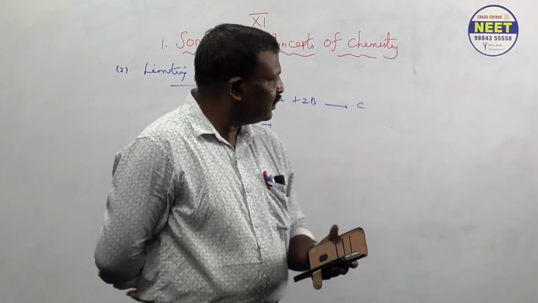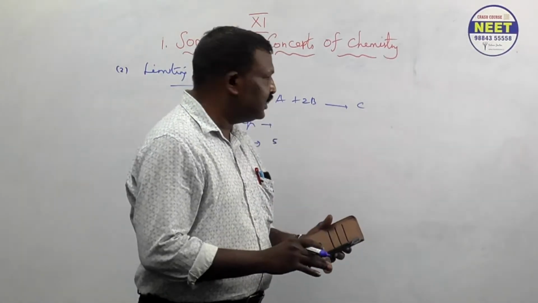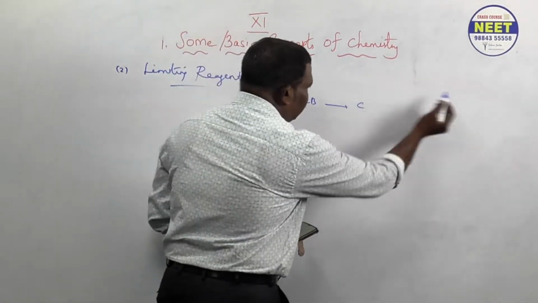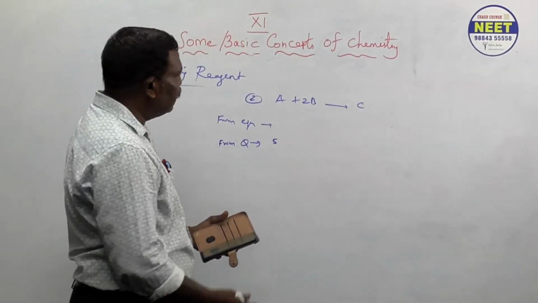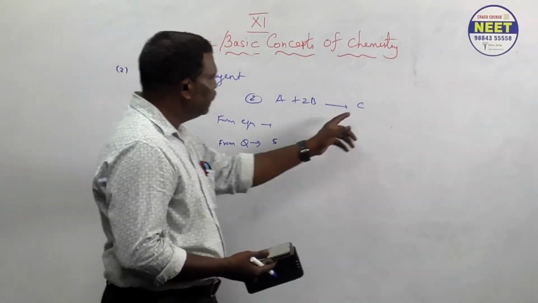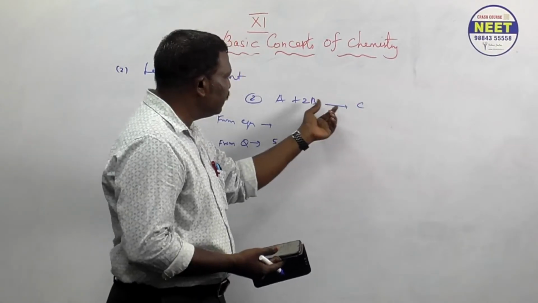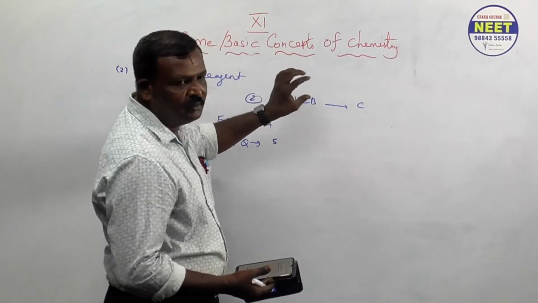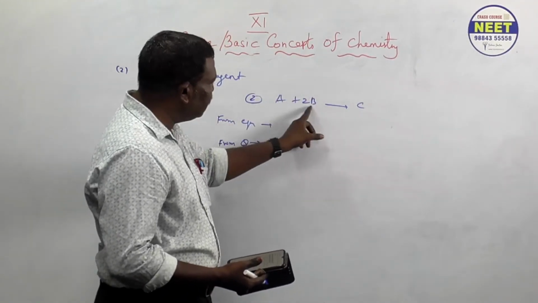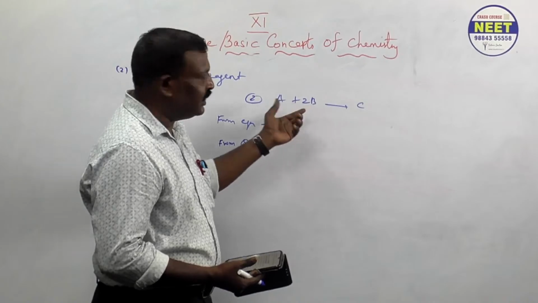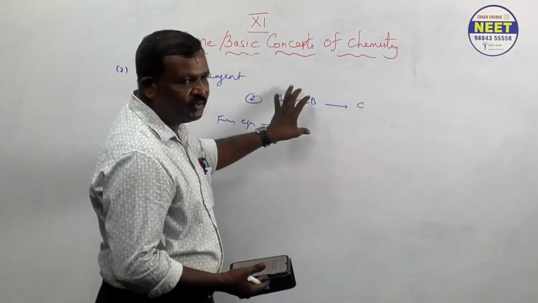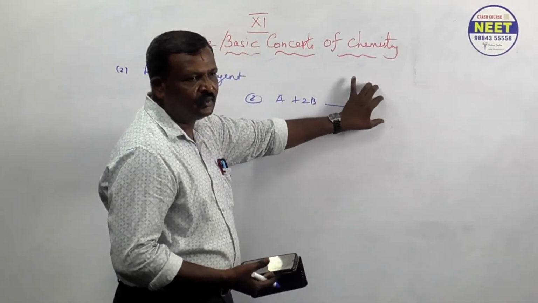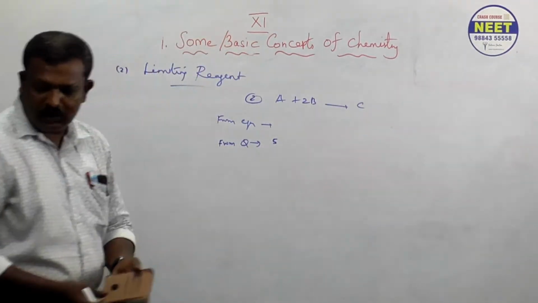Whatever the sum is asking, in the sum they are asking to find out the limiting reagent. Now, how many moles of C will be formed? That's the question. If you want to find the number of moles of product, it is only from the limiting reagent. Among A and B, both are reactants, but we have to find which one is the limiting reagent. From the limiting reagent only we decide the amount of product formed. Understood? Now see the question.